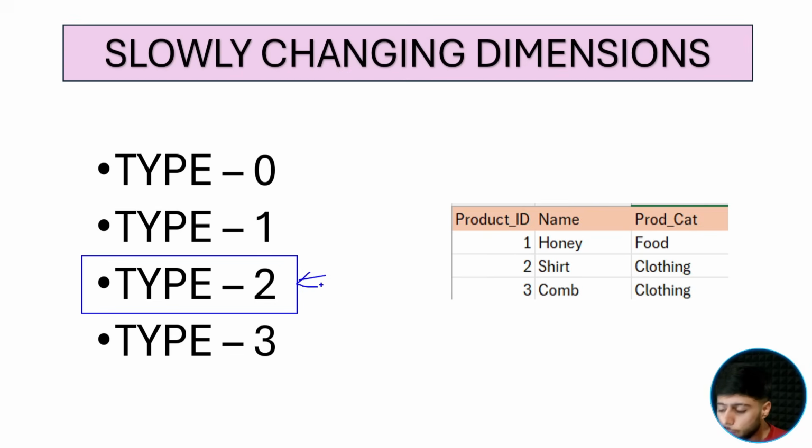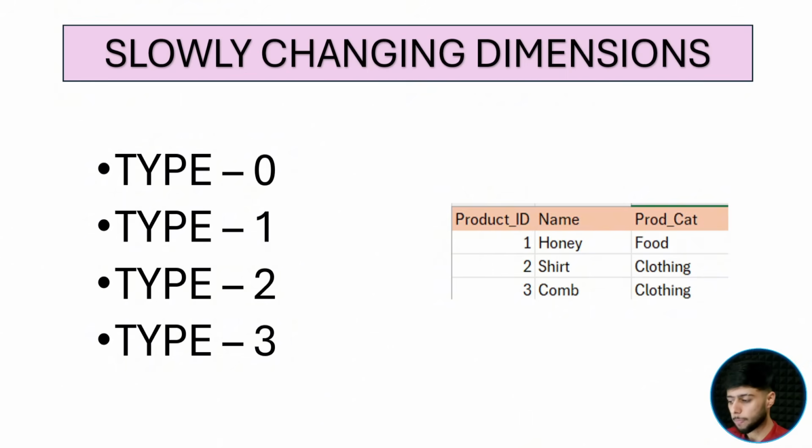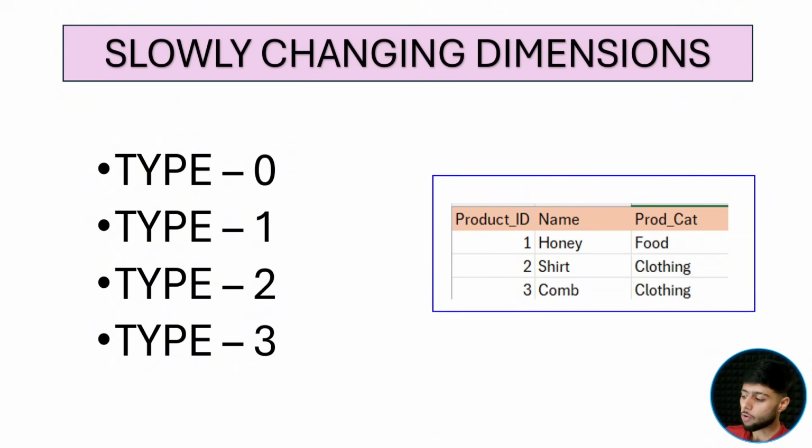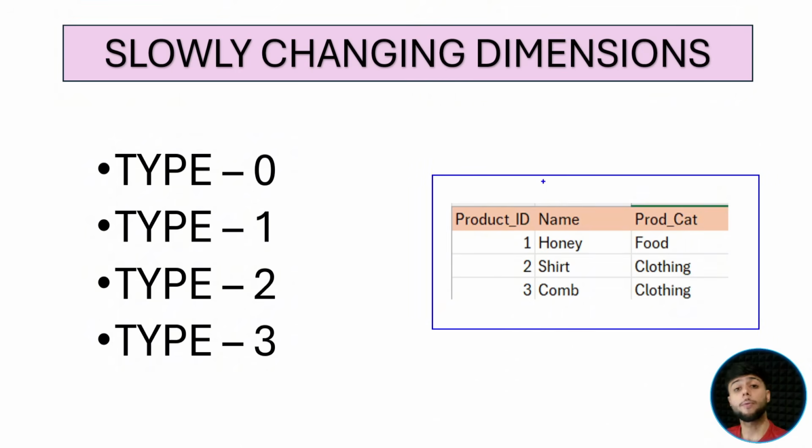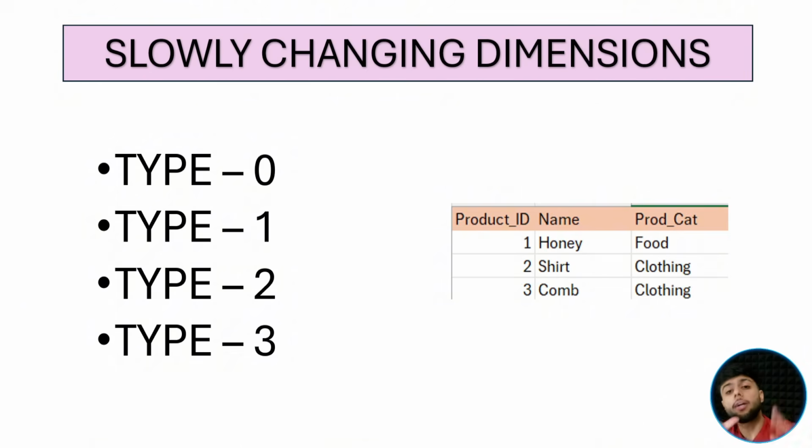So I will try to explain this concept. Just try to be more focused right now. Okay, so let's say this is our data that is there in our product dimension. We have product ID, product name, and product category. Make sense? A common example. So product 1 means honey and the product category for it is food. Product 2 means shirt and clothing. 3 means comb and clothing. So this is our initial data that was there for 1 month.